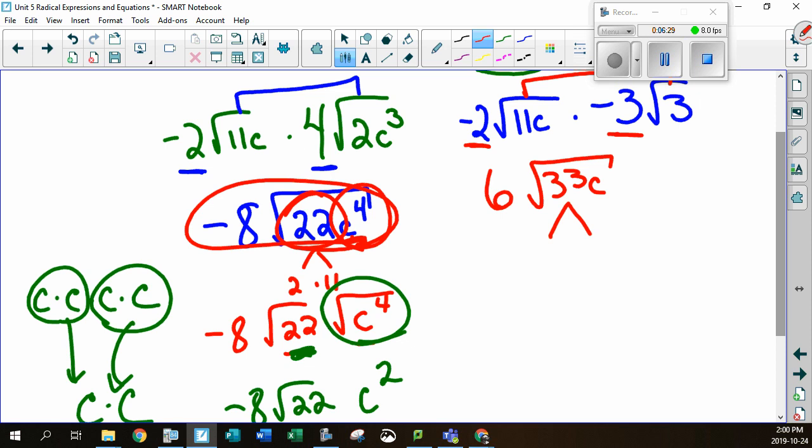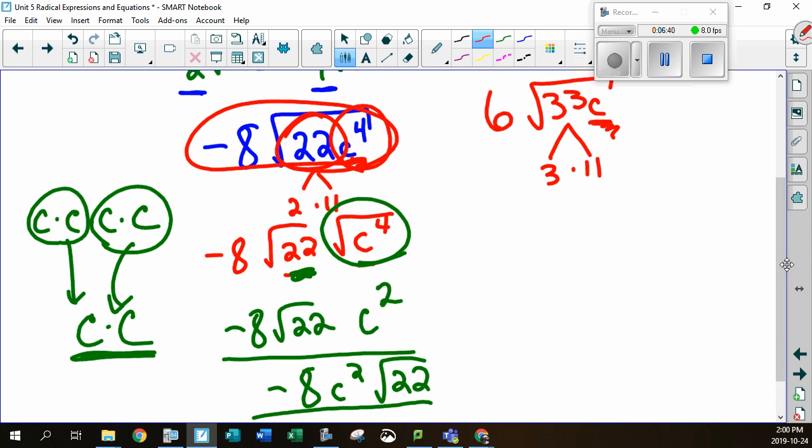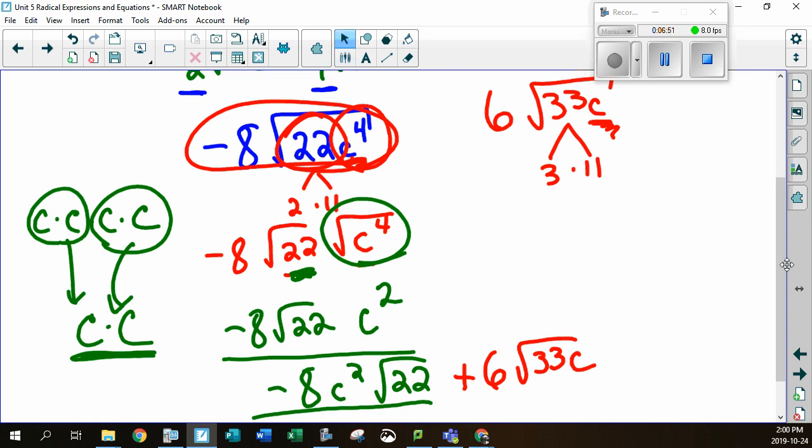Always double and triple check to see if you can break this down. If you can break it down, great. But we all know that's 3 times 11. There are no pairs there. Even looking at the c, there's no pair there. So that's your final answer. We're going to put that with the one that we had earlier, so plus 6 root 33c. And that's how you get it. Oh my, what a beautiful question.